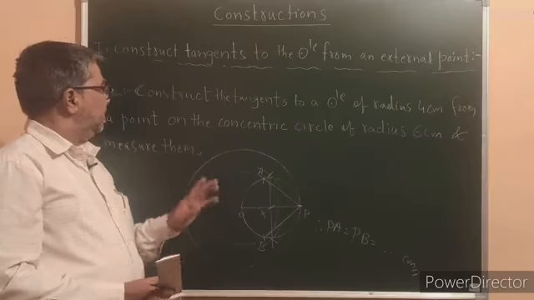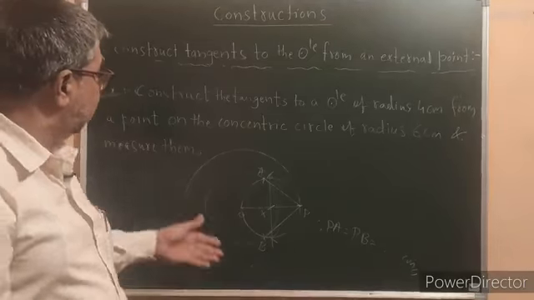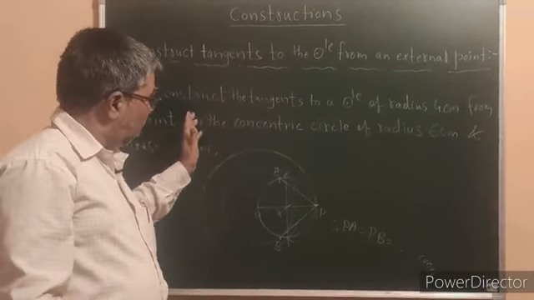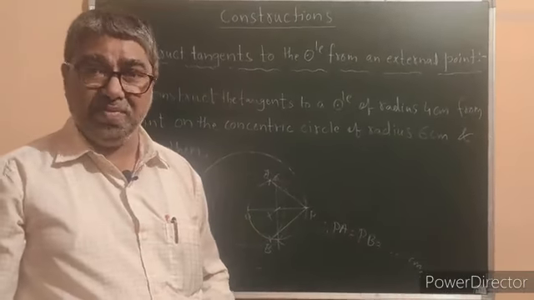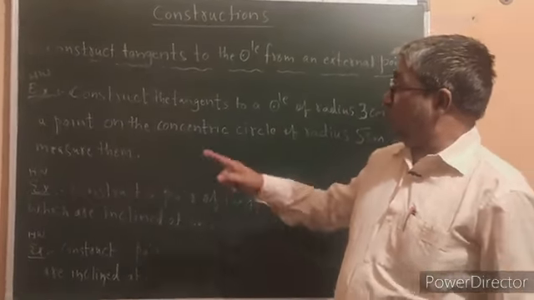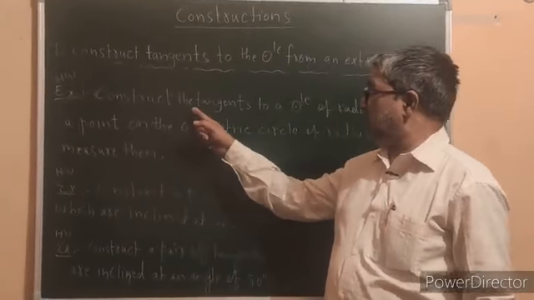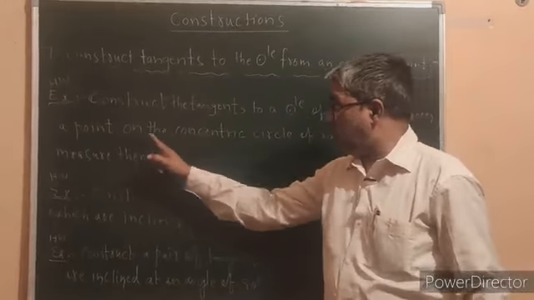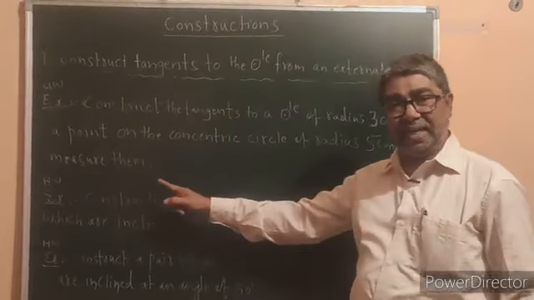So in this way, this is another, third type of example. Construct the tangents to a circle of radius 4 centimeter from a point on the concentric circle of radius 6 centimeter. Dear students, I hope you solve these 3 examples. Example 1, construct the tangents to a circle of radius 3 centimeter from a point on the concentric circle of radius 5 centimeters and measure their lengths.